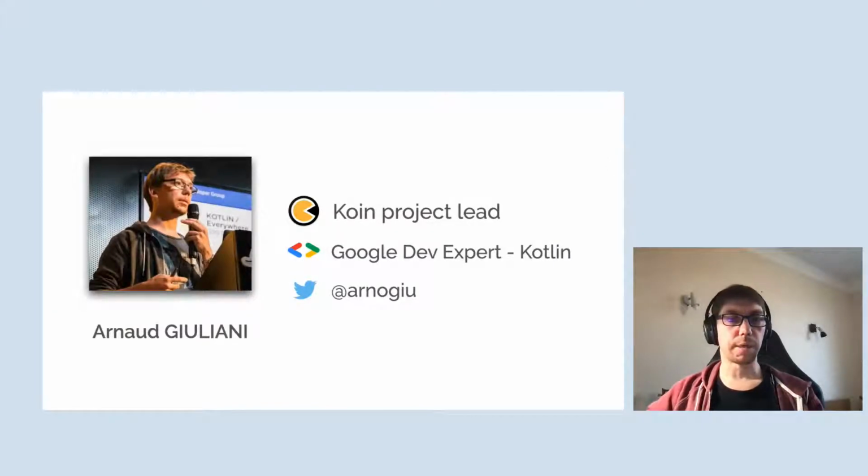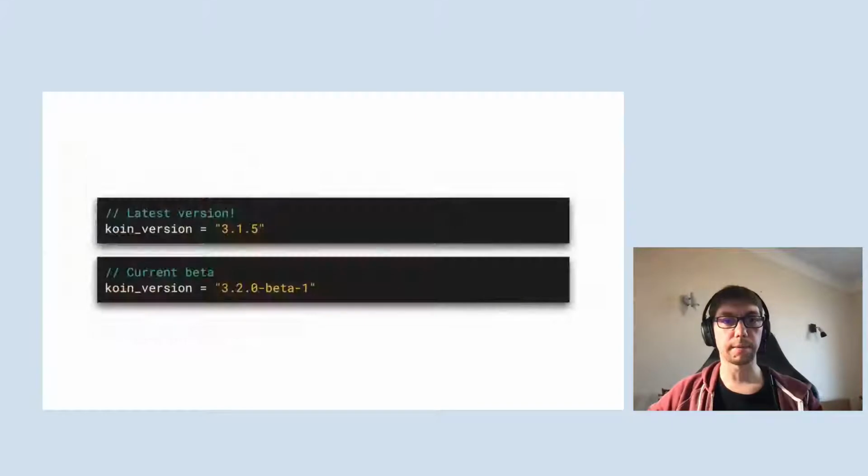I'm Arnaud Giuliani. I'm the Koin project lead, the guy that created and is still working on this open source project since 4 years now. I'm also a Google Developer Expert in Kotlin, and you can also find me on Twitter at Arnaud Giu if you want. But let's talk about Koin and architecture today.